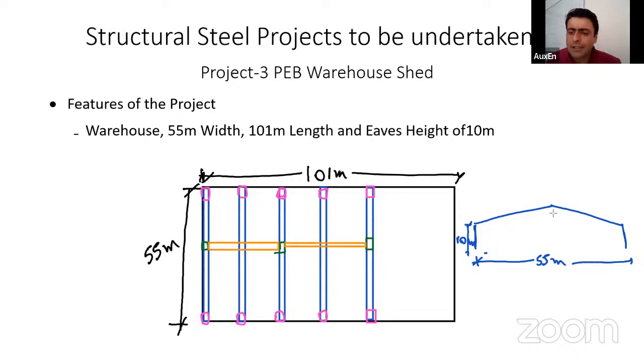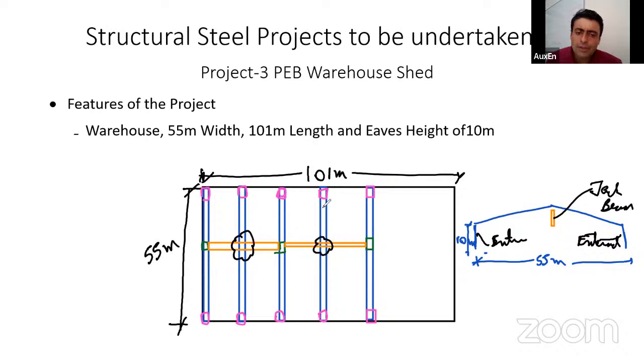Why I'm telling you all this is because I have mentioned jack beam. So therefore I thought I'll just tell you jack beam. So this is my jack beam. What is jack beam? Jack beam is, you can say, a secondary beam that we have provided to support the frame. Okay. So here where I don't have an internal column, I am supporting this frame on my jack beam.